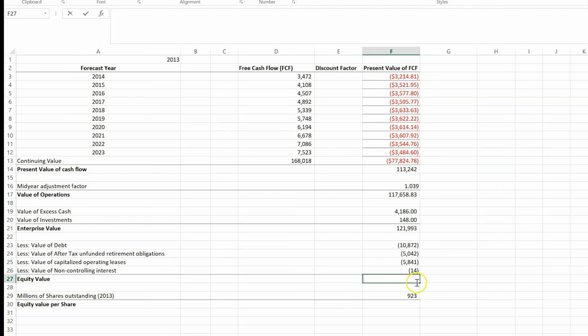Then equity value is the value of the firm's operations less any claims against the firm. And so we get about $100 billion. And then equity value per share is simply equity value divided by the number of shares outstanding. And in 2013, UPS had 923 million shares outstanding for an equity value per share of $109. And this is it. This is the end goal of any DCF model.